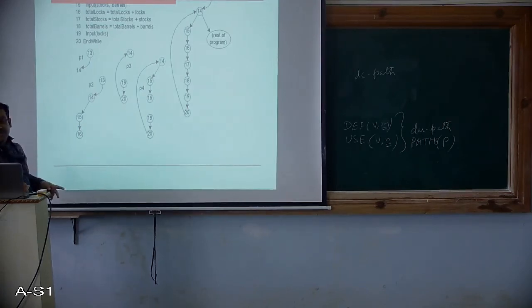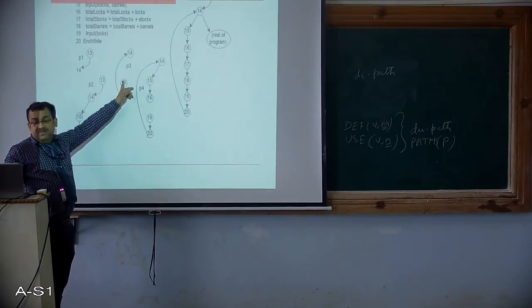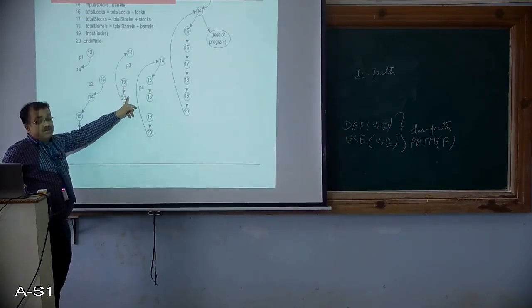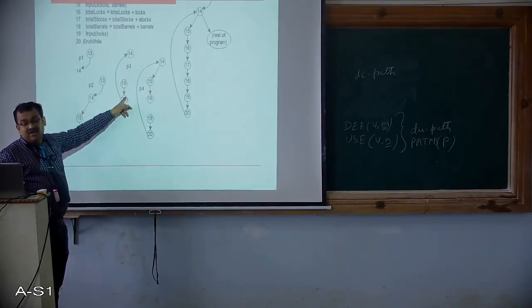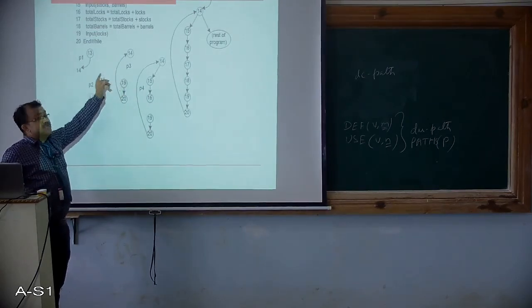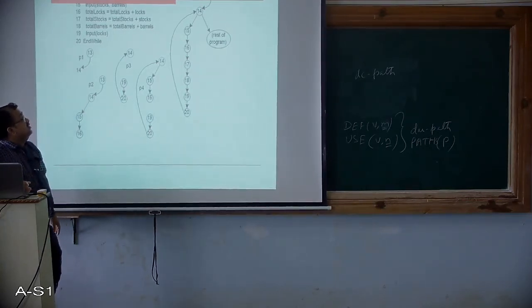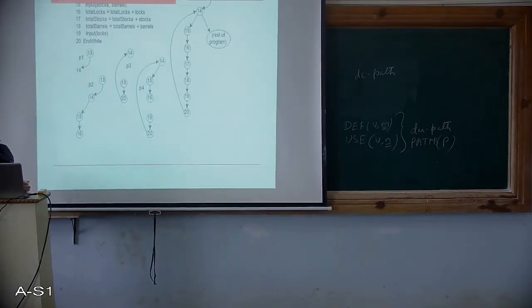There is another input part at the node 19. So it makes a separate DU path because it is defined in 19. Node 20 is the end while, and it goes back to the condition 14. So this makes a different DU path because it is defined in the 19 node and ends in the 14 node.